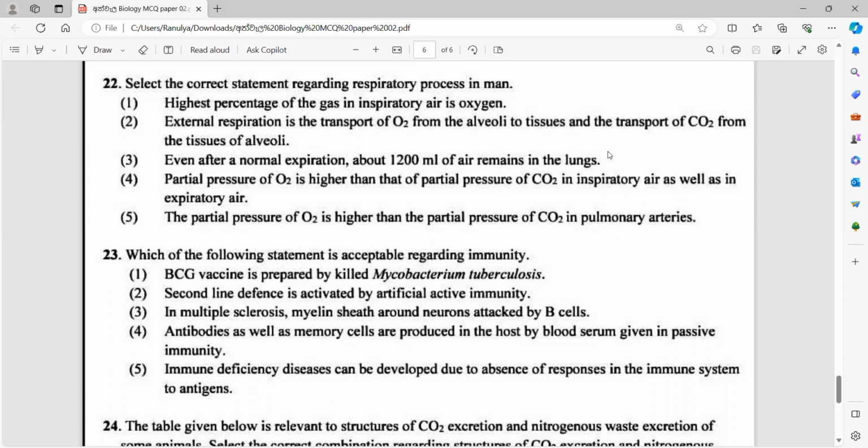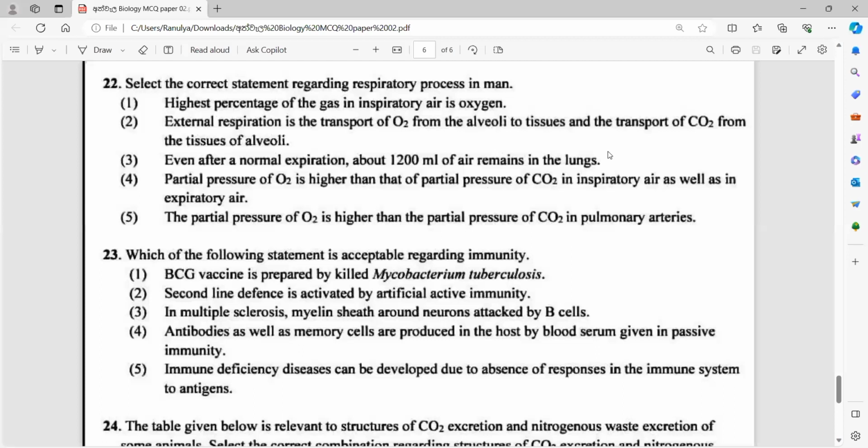Right? There are two types of respiration, external and internal. External means the transport of O2 from the lungs to the blood and movement of carbon dioxide from the blood. Internal means movement of oxygen from blood to the tissues and movement of carbon dioxide from tissues to blood, right? So here, external respiration is the transport of O2 from alveoli to tissue. That is incorrect, right?